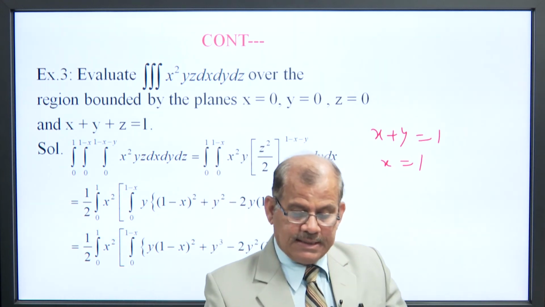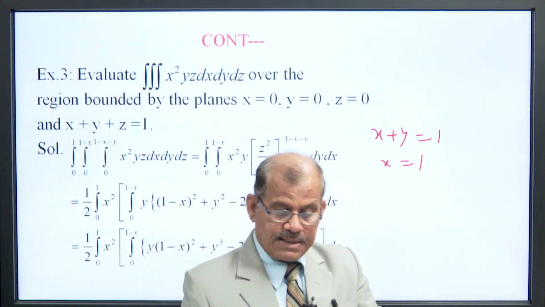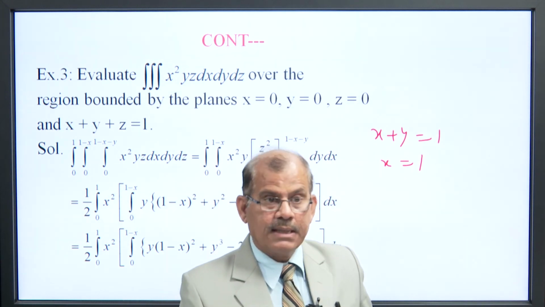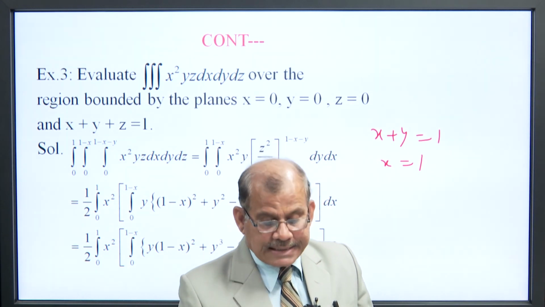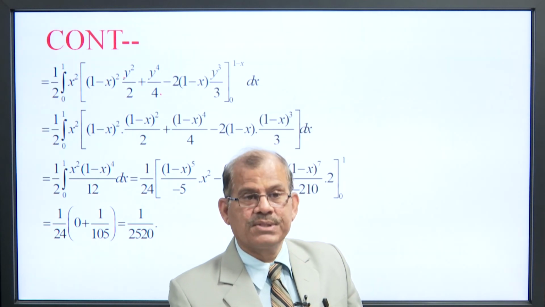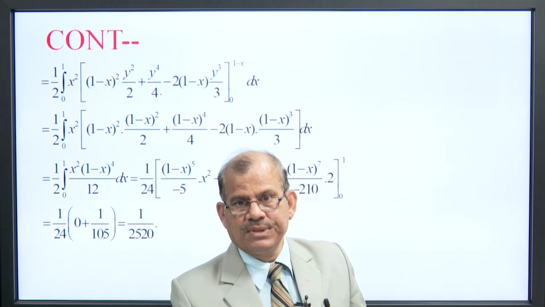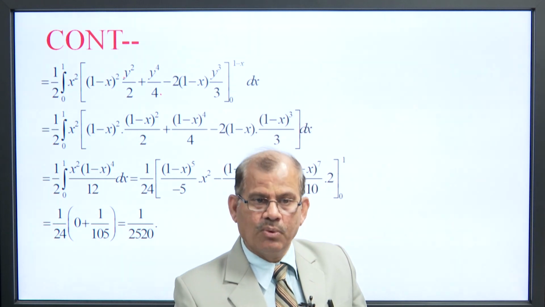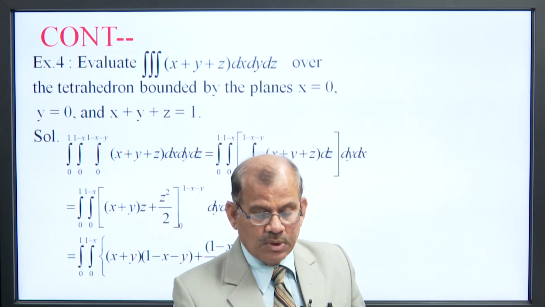Third example, it is a triple integral. We follow, since it is triple integral, x square plus y square, x square y z dx dy dz over region bounded. We have already discussed how to find the upper limit. First we integrate, z contains two variables, first we integrate with respect to x, again we integrate with respect to y, and at last we integrate with respect to z.